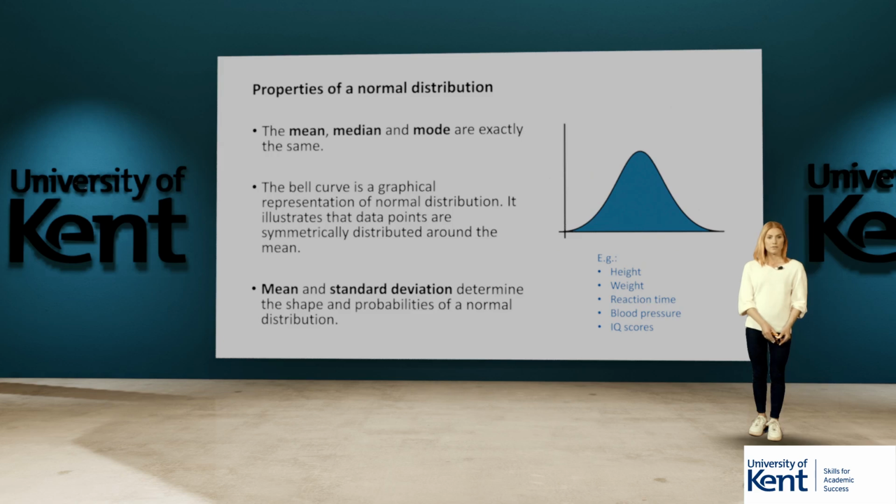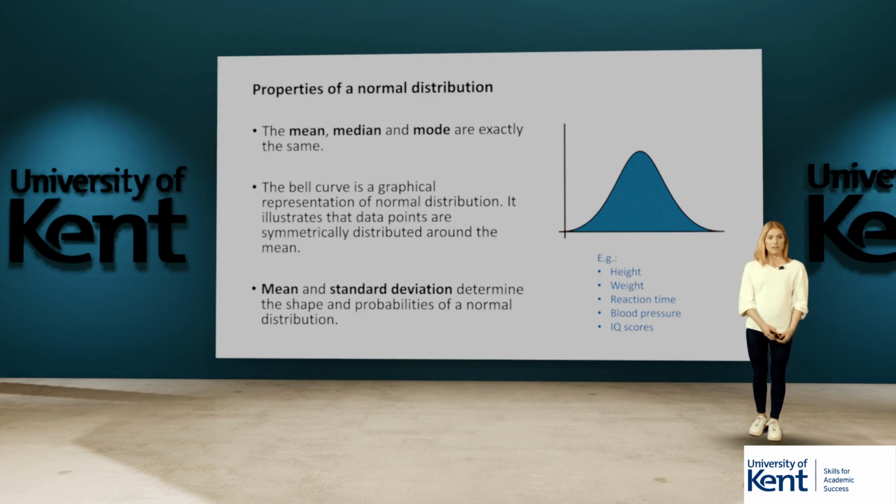You could imagine this curve representing people's heights. It helps us estimate the chance of seeing someone short, tall, or average. Many traits follow a normal distribution when measured across large groups, like weight, reaction times, and IQ scores.